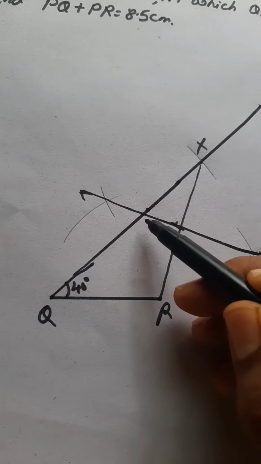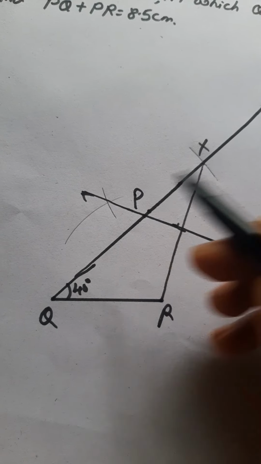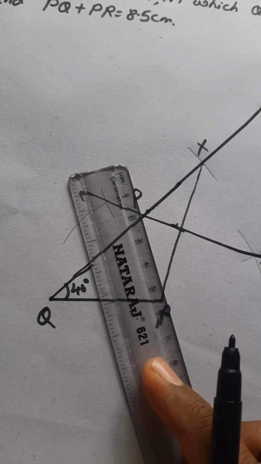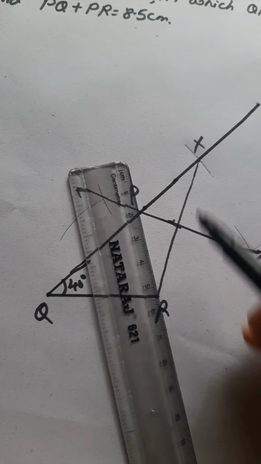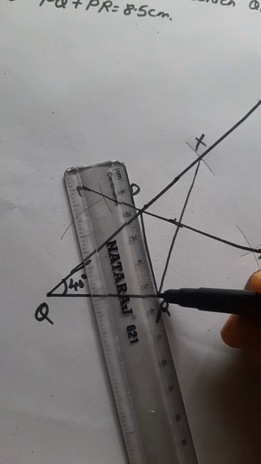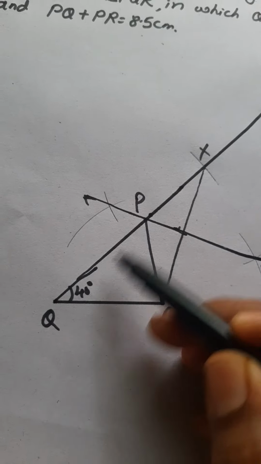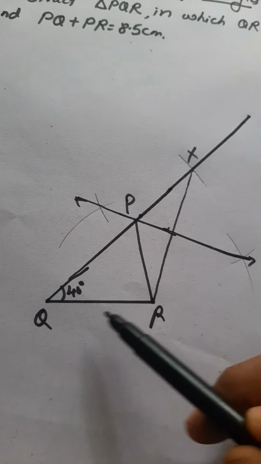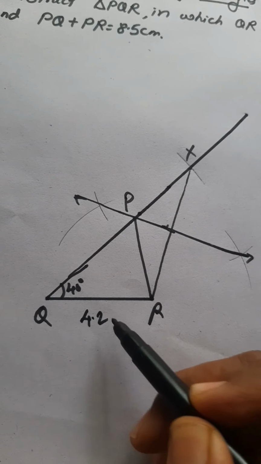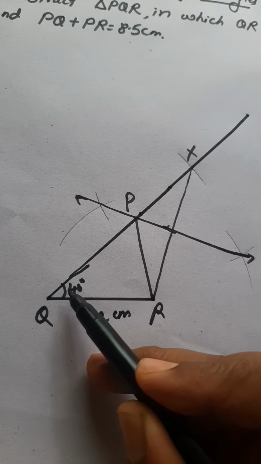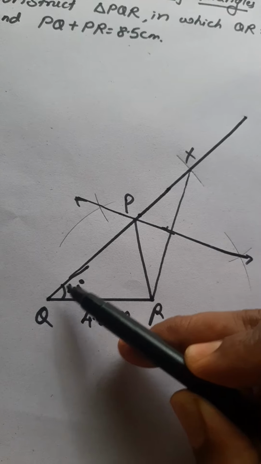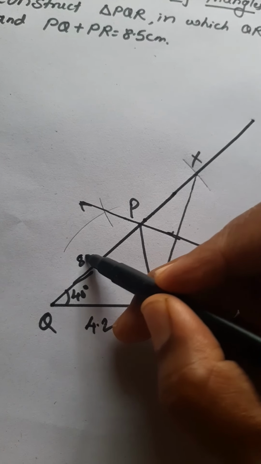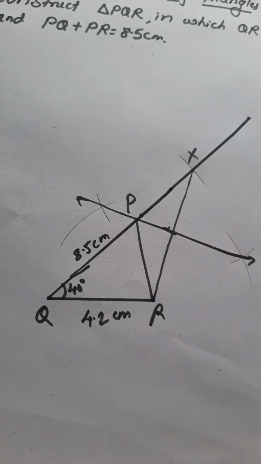Now our new point here is P. Now we will join PR. This is our new constructed triangle. What we have done here: first we have taken the measure of QR 4.2 centimeter, then we have taken the angle Q 40 degree, then we have taken the 8.5 centimeter, which is PQ plus PR.